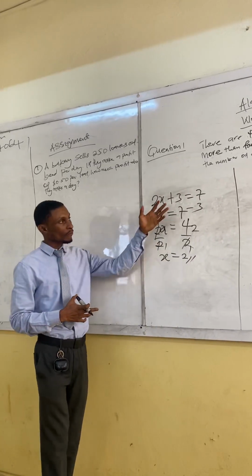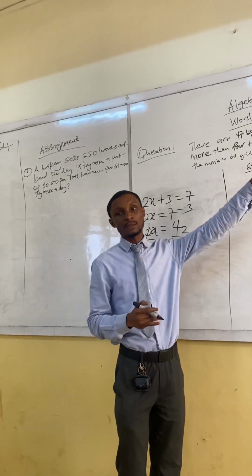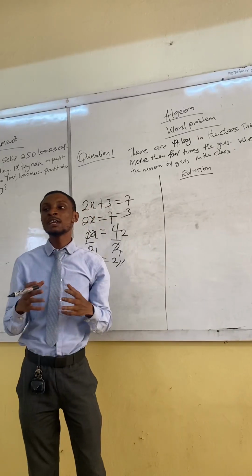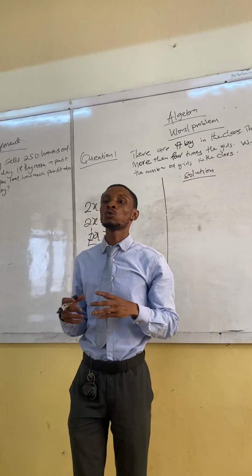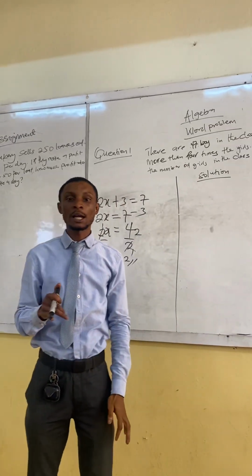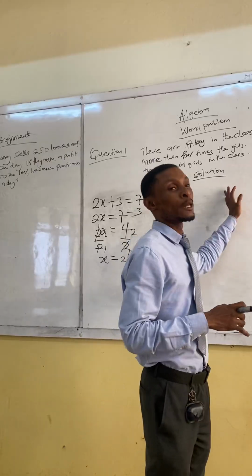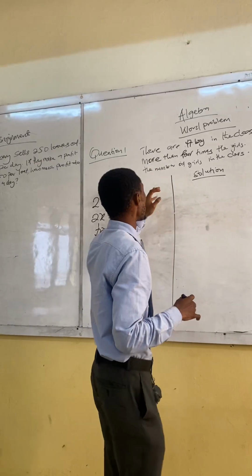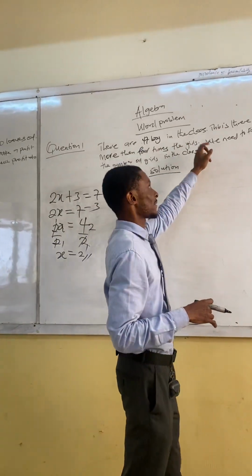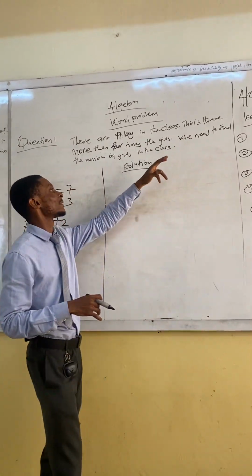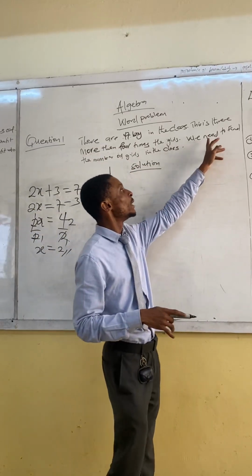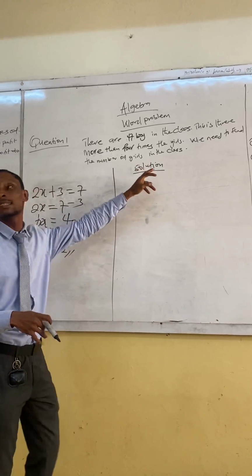So I want us to move to today's lesson. Today's lesson, we are going to learn about what? Word problems. We will be given the questions, and at the end of the day, we have to what? Extract what? The mathematical equation so that we'll be able to what? To solve it. So we have a question like, there are 47 boys in the class. This is 3 more than what? 4 times the girls. We need to find the number of girls in the class.